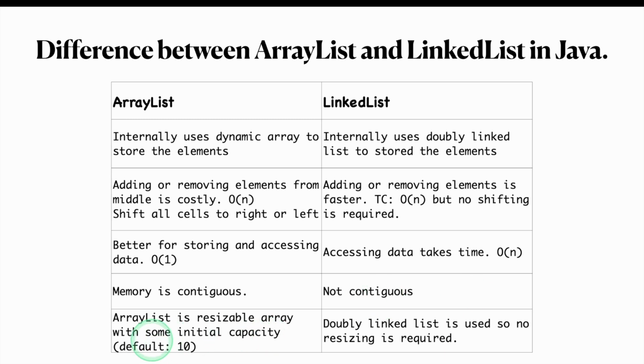ArrayList is a resizable array with some initial capacity. As we have seen, internally we use a dynamic array, and it is nothing but a resizable array. The default initial capacity is 10, I guess. And linked list internally uses a doubly linked list and no resizing is required. Whenever new data comes, only a new node is created and attached to the tail or head of the linked list.